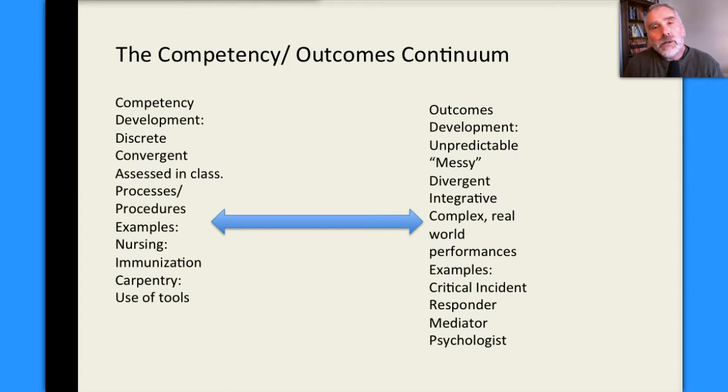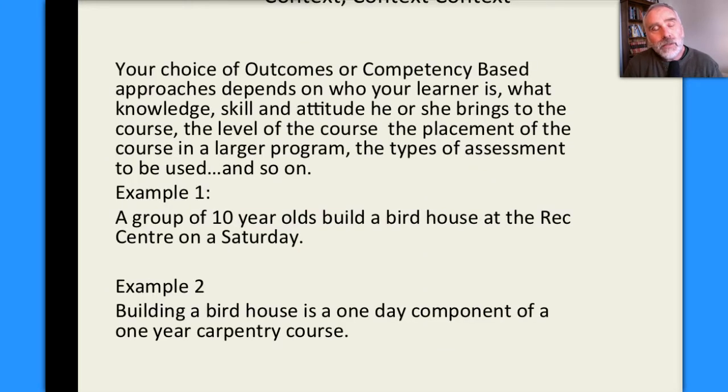So that's the competency outcomes continuum. What you should be thinking about is, with your course, what is it that you want to teach these people? What do you want them to learn and do? Are they novice learners? Are they advanced learners? Are you looking at developing competencies, or are you looking at integrating competencies? So the choice depends, as it says here, on who your learner is, what knowledge, skill, and attitude he or she brings to the course, the level of the course, as far as novice to advanced goes, the placement of the course in a larger program, types of assessment to be used, and on and on.